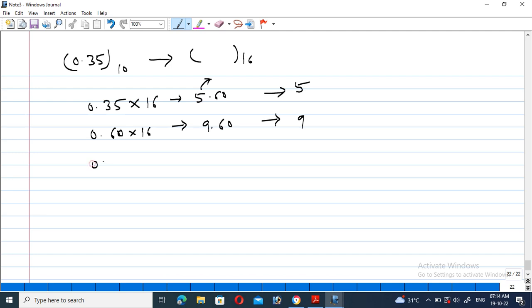Then at the same time you have to carry out 0.60 again into 16. You will get 9.0. This process is repeated, right? So then you can stop this one. Otherwise, the same process will be repeated. So in this case, if you want to get the final equivalent number, you have to follow the top to bottom approach.